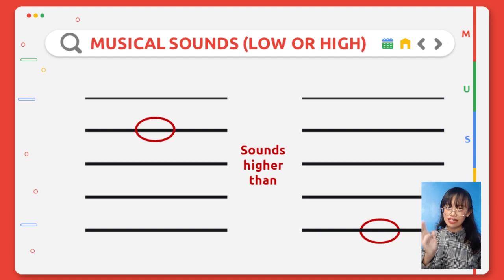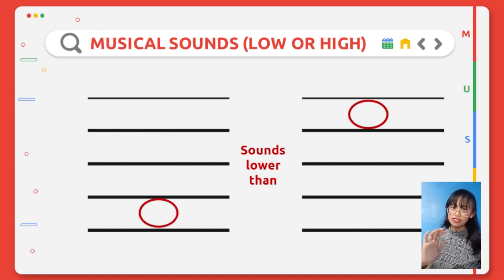So again, in this line, this note sounds higher since it is written on the fourth line. So this note sounds higher than the one on the first line. And dito naman sa mga may space, this note, the second note, sounds lower than the note which is on the second staff. Kasi nandun siya sa fourth space.